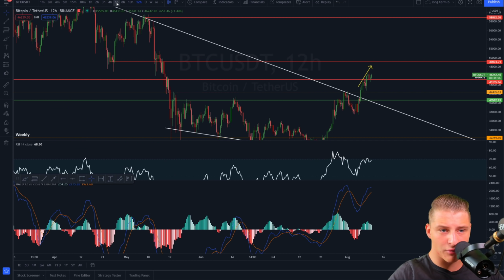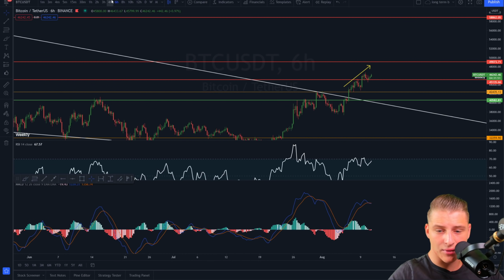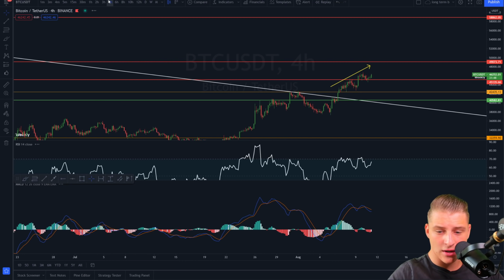The 12-hour as well, very significant bearish divergence. 8-hour, very significant bearish divergence. 6-hour, very significant bearish divergence. The 4-hour as well, we have been already discussing it. We're seeing it right now on the imminent short term.